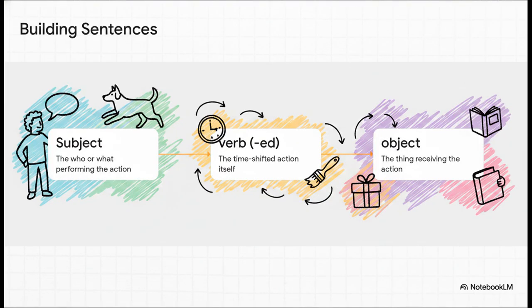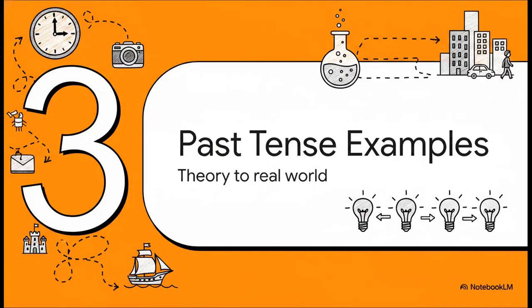Let's actually walk through how this builds sequentially. Step 1 is your subject, the who or the what that's performing the action. Step 2 is your verb with that crucial ed ending attached, the time-shifted action itself. And then step 3 is your object, the thing receiving the action. Subject, verb ed, object. 1, 2, 3. Super simple.